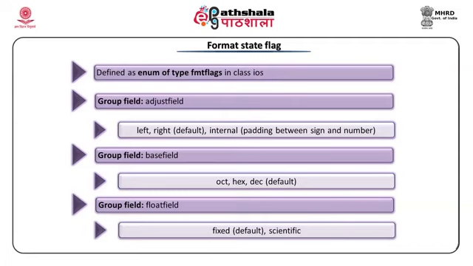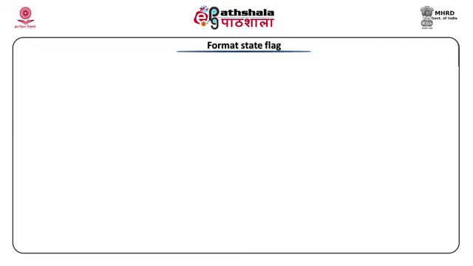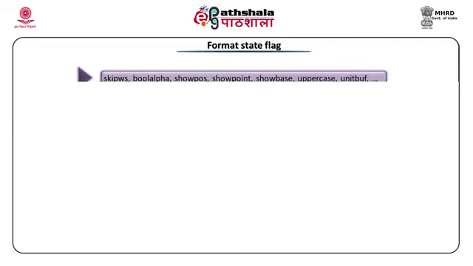For example, adjustfield. The name of the group is adjustfield and it has the 3 bits left, right and internal. Similarly, another group basefield has 3 bits oct, hex and dec. The third group floatfield has 2 bits, fixed and scientific. Other bits are not grouped, like skipws, boolalpha, showpos, showpoint, showbase, and uppercase, where the base should be shown in uppercase, and so forth.